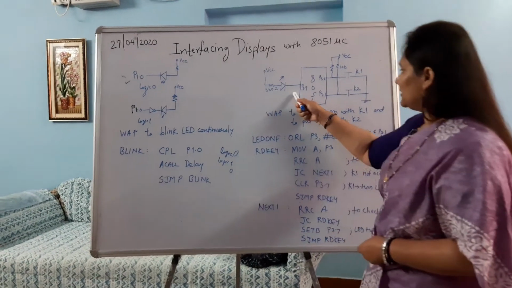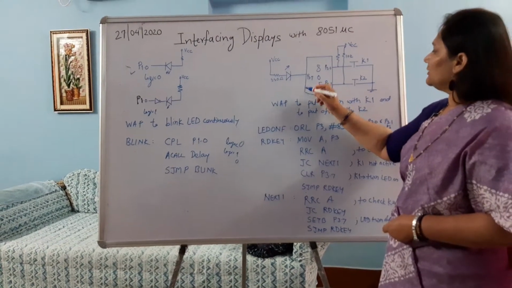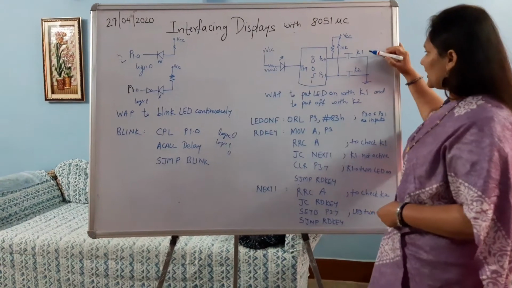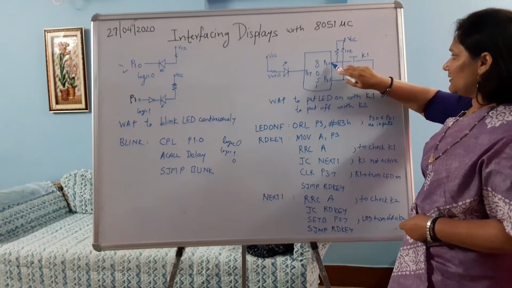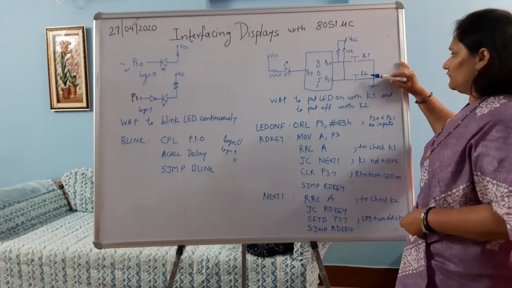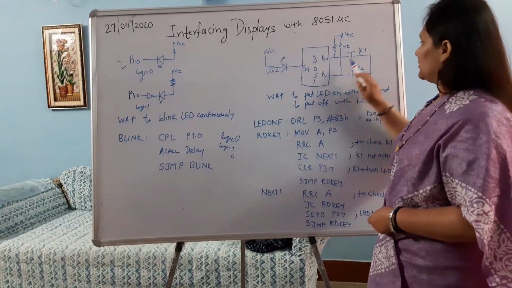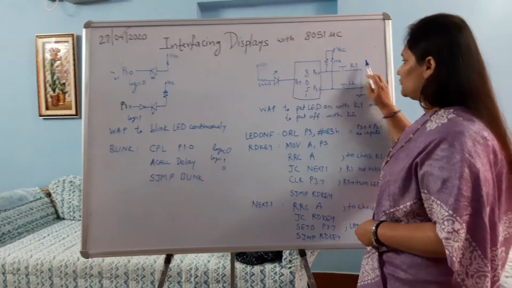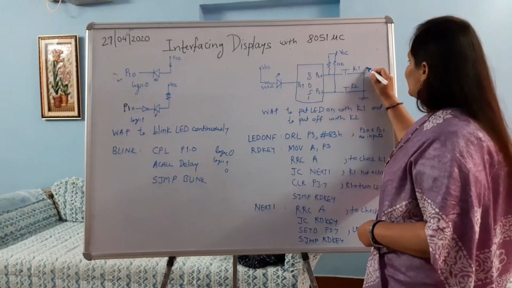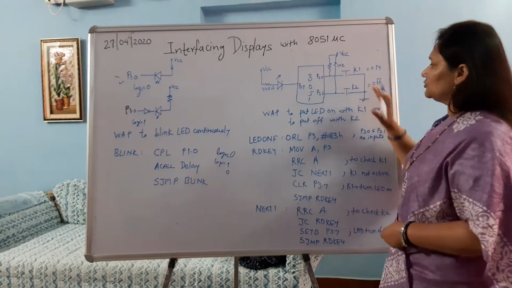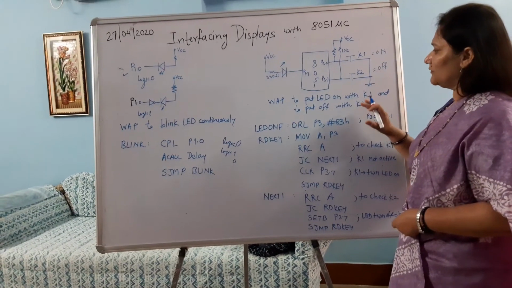If logic 1 is available, then LED will not glow. So to glow the LED, it should be logic 0, and to put the LED off, it should be logic 1. If K1 is pressed, 0 will be available at this port pin. If K2 is pressed, 0 will be available at this port pin. If K1 is pressed, then you have to put the LED on, and if K2 is pressed, you have to put the LED off. So this is what is required in our program.